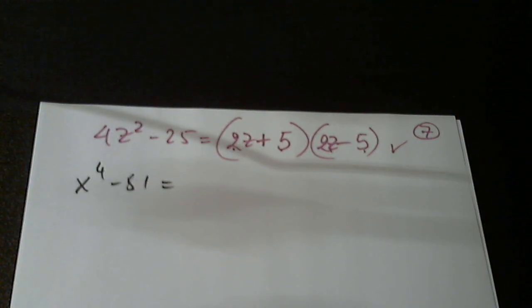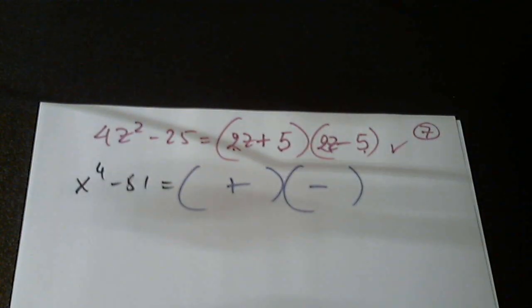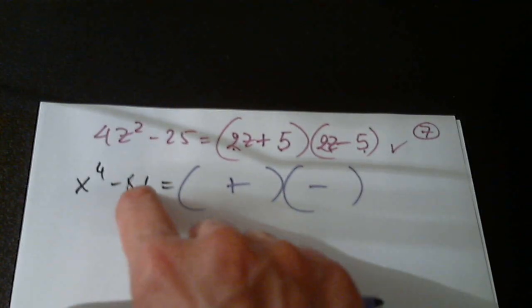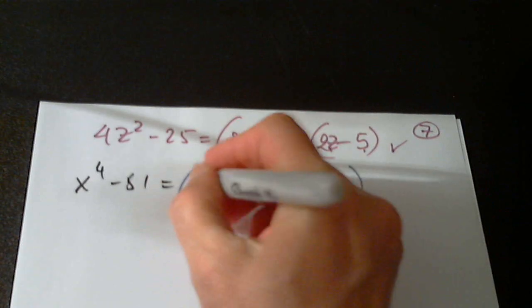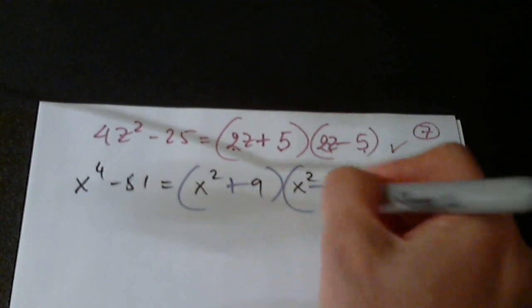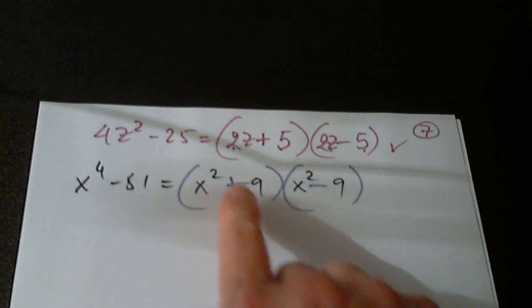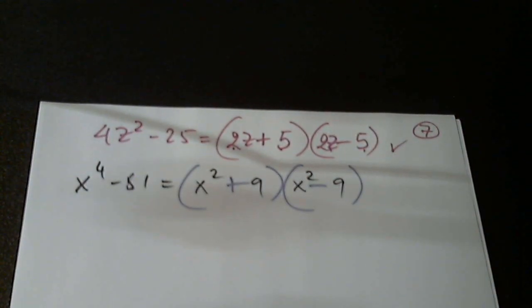When we say the difference of squares, we have to write this. This times this has to give me x to the 4th. This times this has to give me 81. Is it x squared and 9? Exactly. Excellent. Check. This times this, x to the 4th. The middle terms, negative 9x squared plus 9x squared, cancel. Positive 9 times negative 9, negative 81.